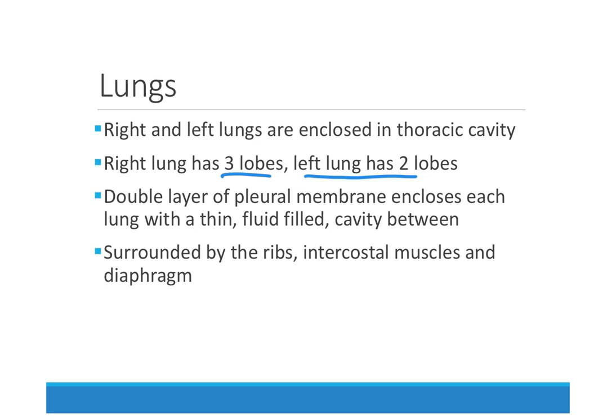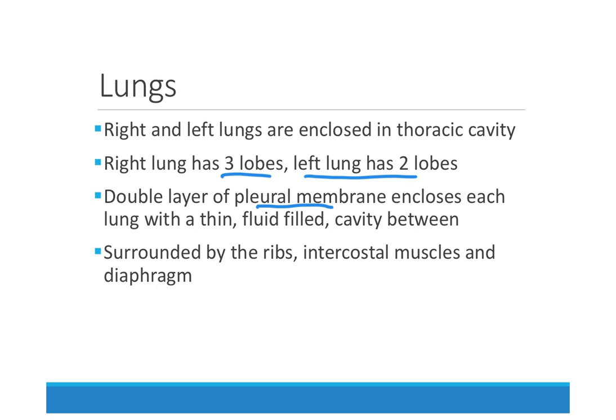Around your lungs, there are membranes. We have what's known as the pleural membrane. There's basically 2 layers of the pleural membrane. One is stuck really tight to lung tissue. The other one is stuck to the interior of the thoracic cavity. And then there is a thin fluid-filled space in between.